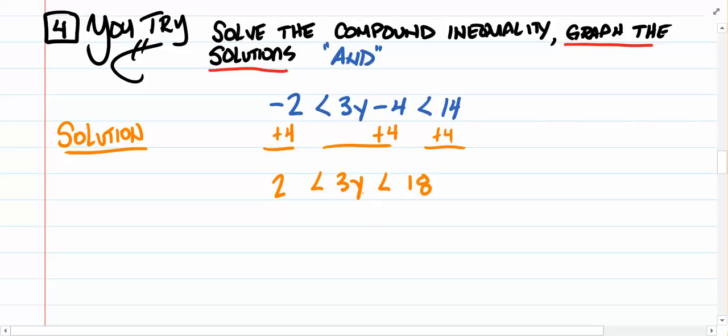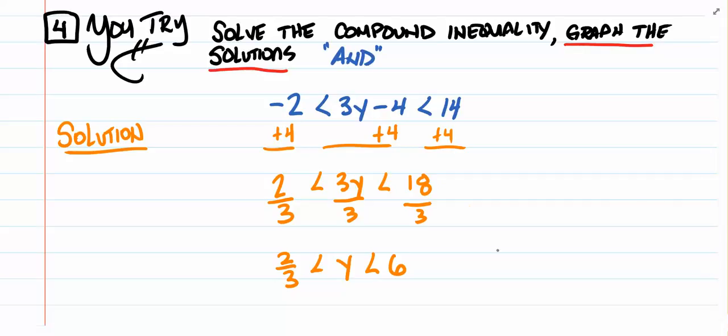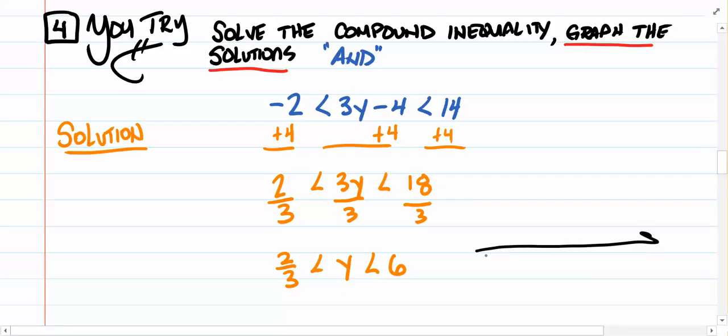Now I need to get the y by itself, so I'm going to divide everything by 3. And I get this. I get 2/3 is less than y, which is less than 18 divided by 3 is 6. So the graph that you should have come up with on your own would have been 0 here, 2/3 here, 6 there, 2 open circles above, and we would shade the area in between 2/3 and 6.